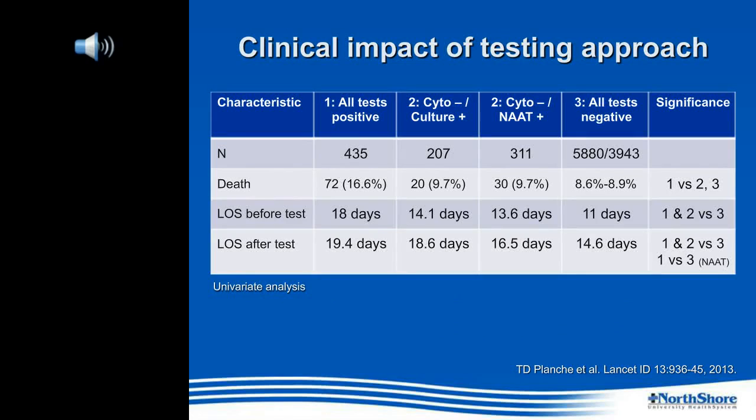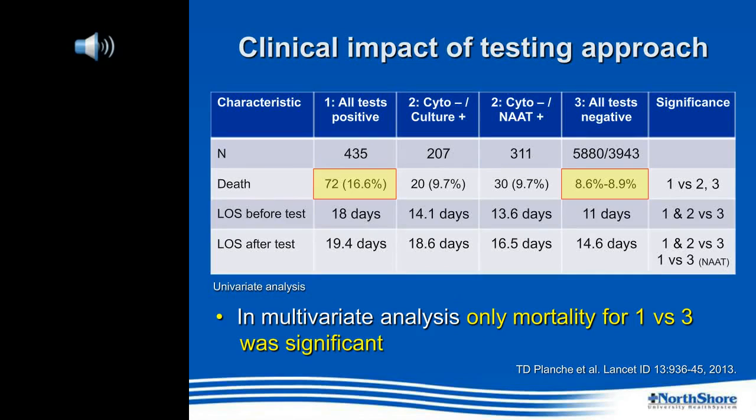And what you can see here is that death occurred most frequently in the all test positive versus all test negative, but the patients that were either cytotoxin negative and culture positive or cytotoxin negative and NAT or PCR positive were intermediate in the findings, and the only mortality difference was for all test positive and all test negative, again suggesting that the patients with more severe disease had all of their tests positive, but you still have true patients with Clostridium difficile infection that are PCR positive or culture positive only, and not cytotoxin positive.